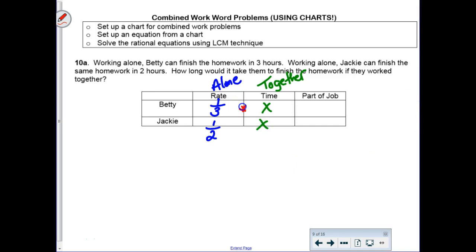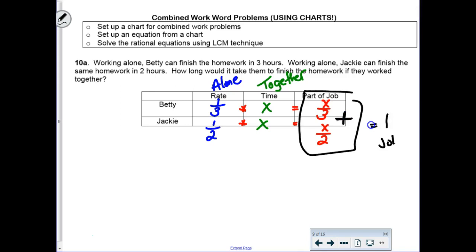Alright, so we're going to multiply these together. And that's going to tell us a fraction that represents how much of a part each person did. So 1/3 times x is x over 3. And then 1/2 times x is x over 2. And the way this problem works is you add them together, and it equals one job. So that's what we set up. We say x over 3 plus x over 2 equals one job.